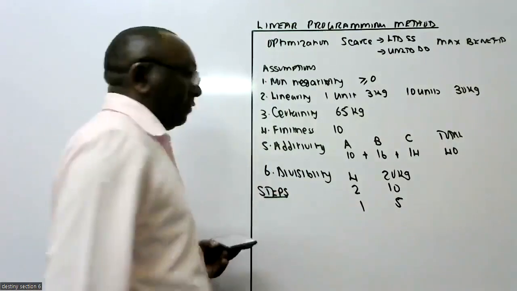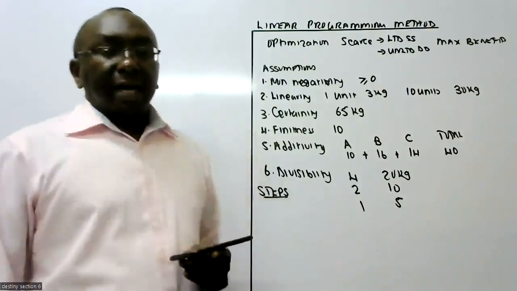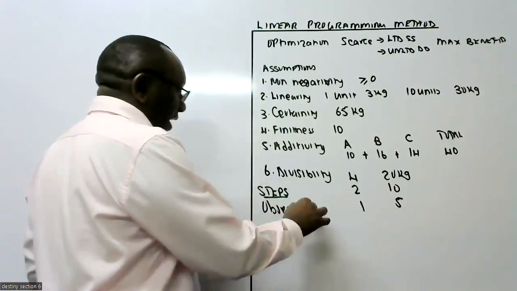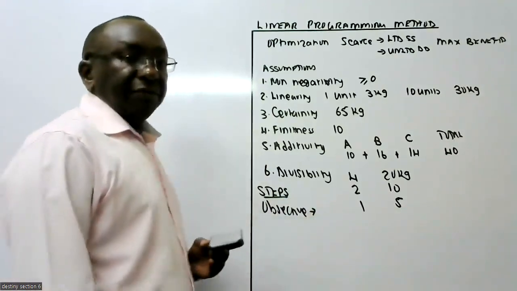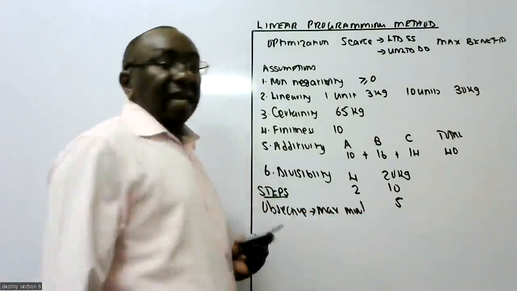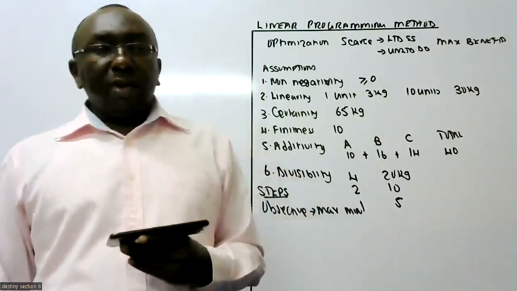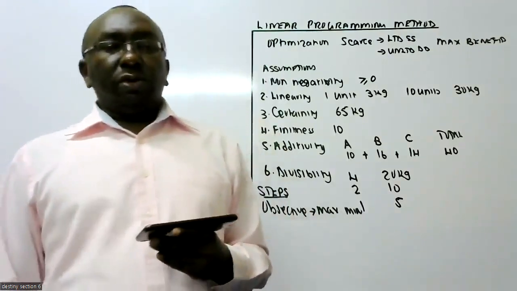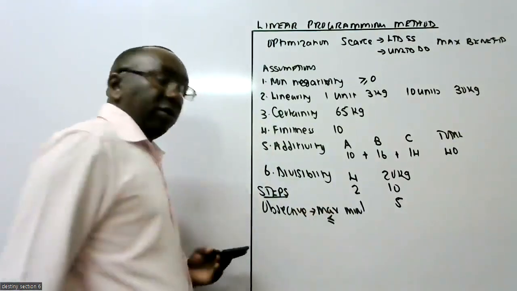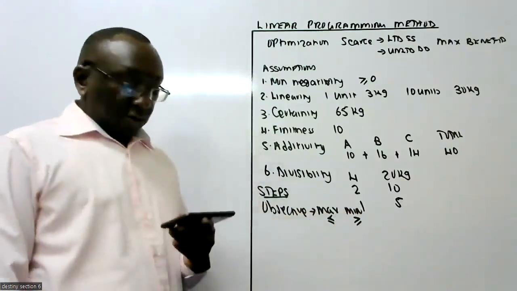The steps that we normally follow in solving linear programming problems. Number one is always to identify the objective, and the objective can either be maximum or minimum. We could be seeking to maximize something, or we could be seeking to minimize something. So we need to know what it is that we want to do. Now, if we are maximizing, we use these symbols, less than or equal to, and if we are minimizing, we use these symbols, greater than or equal to.